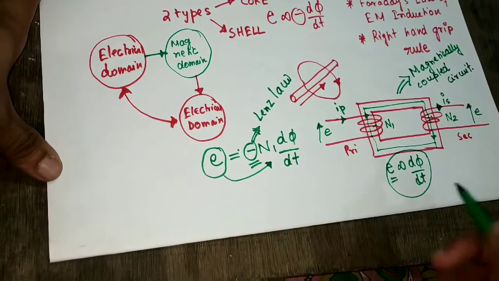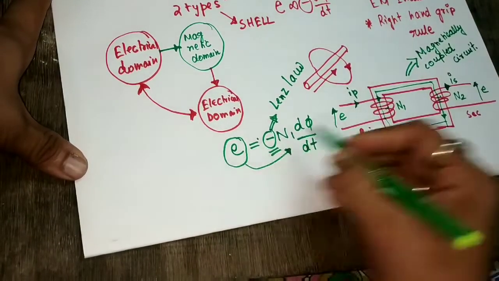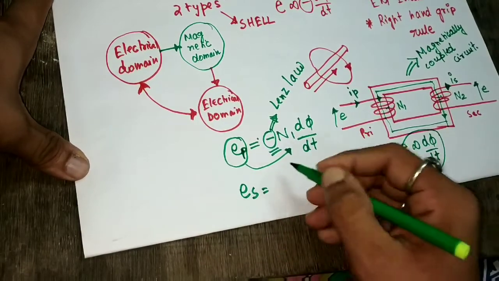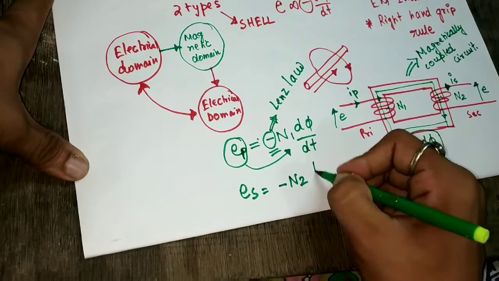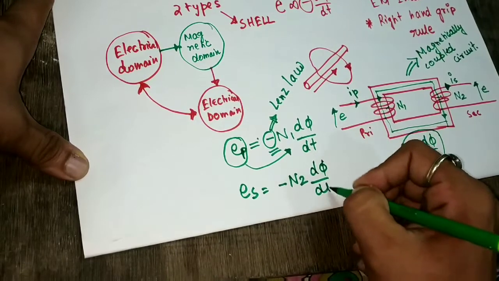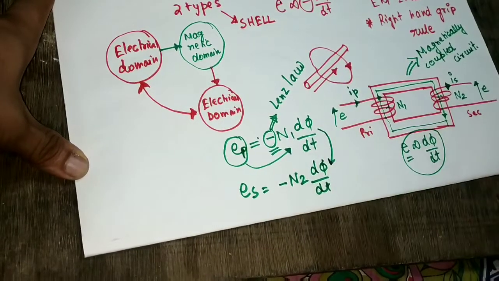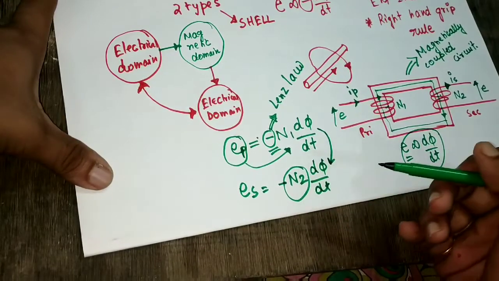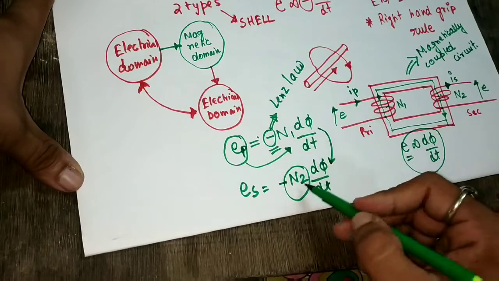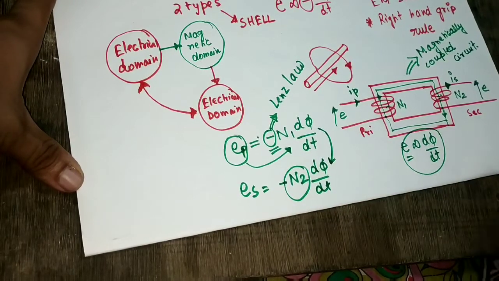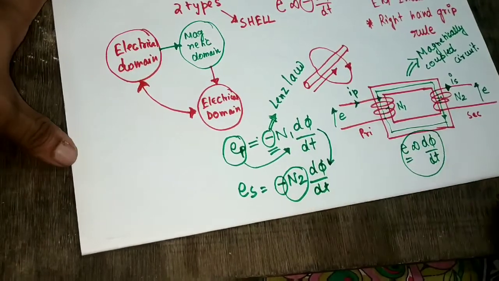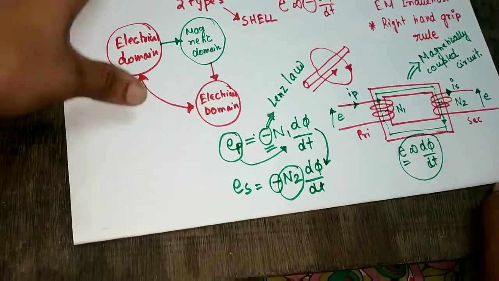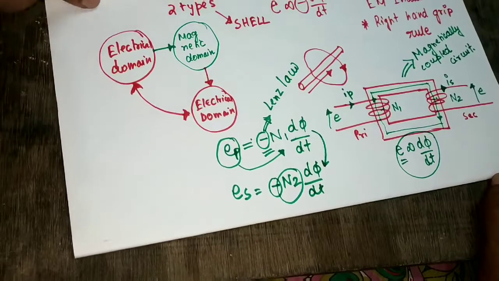This is the EMF in the primary, and the EMF in the secondary will be minus N2 dφ/dt. This same flux is linking the secondary, but the number of turns in the secondary is changed. So we can write N2 into dφ/dt, again with a minus sign. One thing to remember in the case of a transformer.